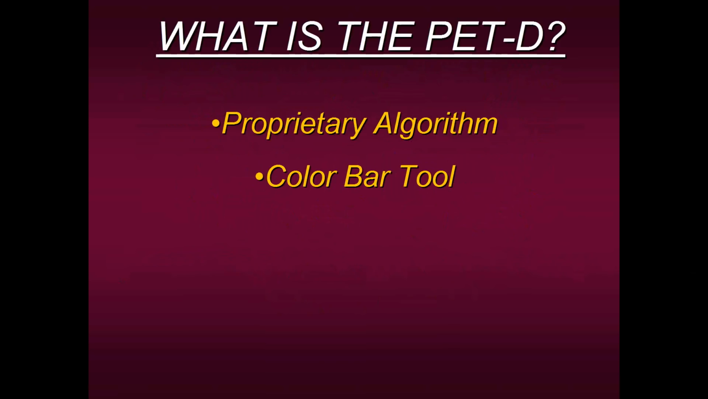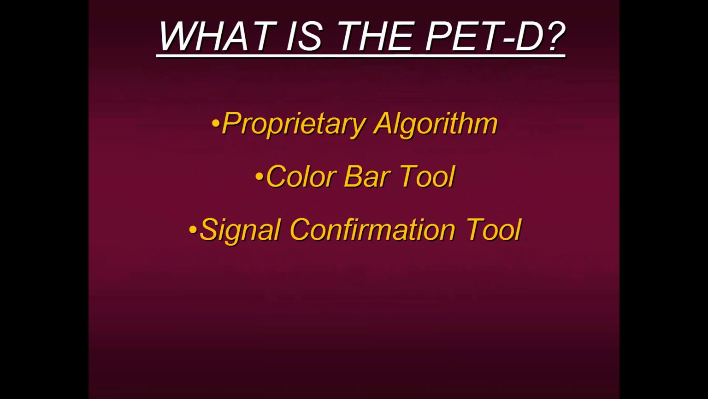So it's a color bar tool. We devised it with the help of some programmers to make it a color bar tool, a lot easier to discern. What it does is, when you see a series of green bars, it means you're in a short-term uptrend. A series of red bars, you're in a short-term downtrend. Now, the beauty of it is you can use it a number of different ways. One of the best ways is to confirm your signal.